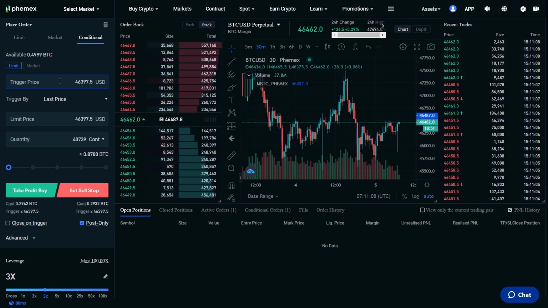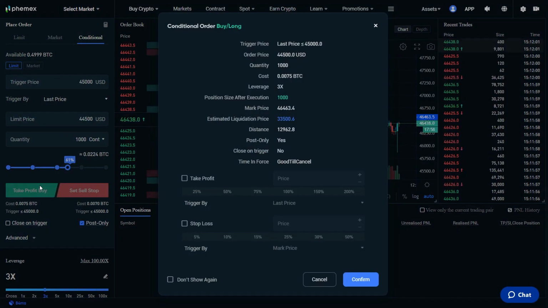So we'll go ahead and show how a conditional limit order would work. Let's set our trigger price at 45,000 and our limit price at 44,500. Then we still need to choose our quantity. Now we're ready to place the order. Select Take Profit Buy, and we'll be presented with this template, where we can add take profits and stop losses, as well as see all the relevant information about our trade.